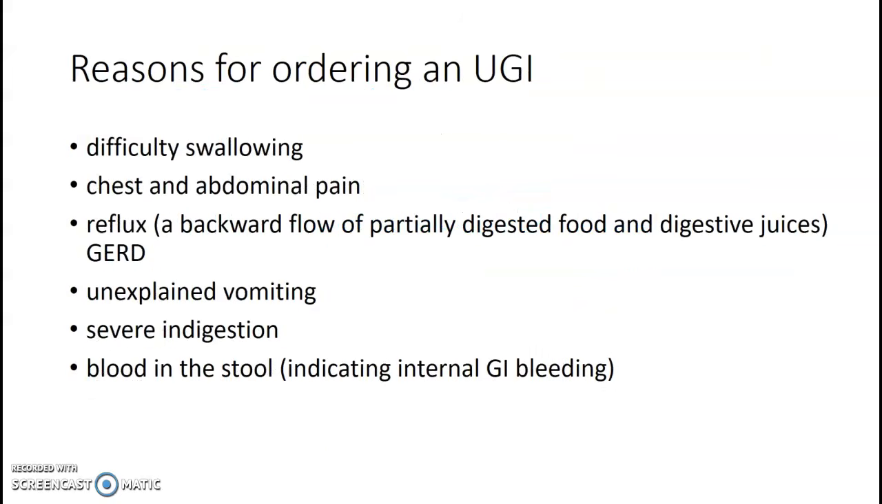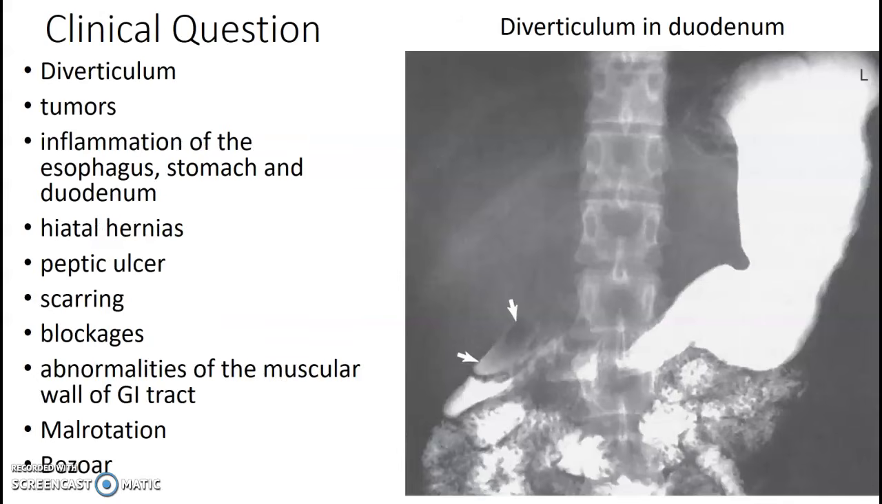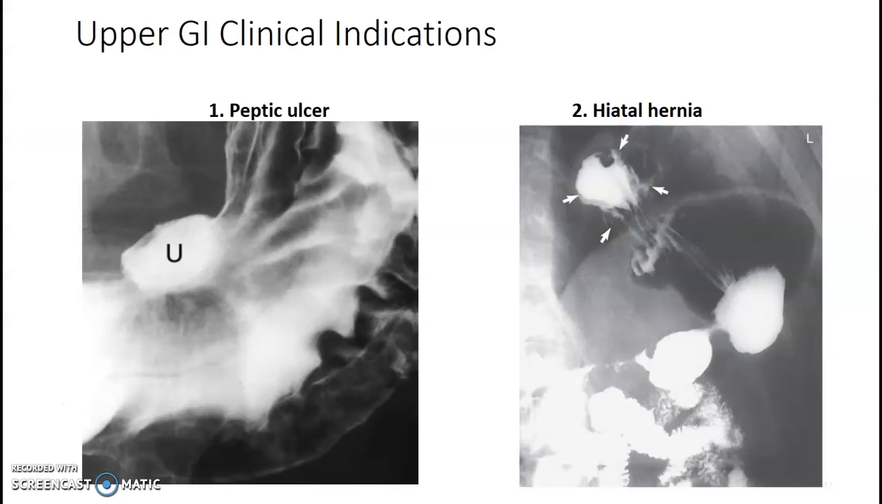These are just some reasons a physician may order an upper GI. Your patient could have difficulty swallowing, chest and abdominal pain, possibly reflux, unexplained vomiting, indigestion. Blood in stool is an indication of GI bleed. So those will be reasons that your physician has put in. And then these are a list of possible clinical questions that they're asking the radiologist to prove. And I'm going to go through some of these. A peptic ulcer is right here, okay?